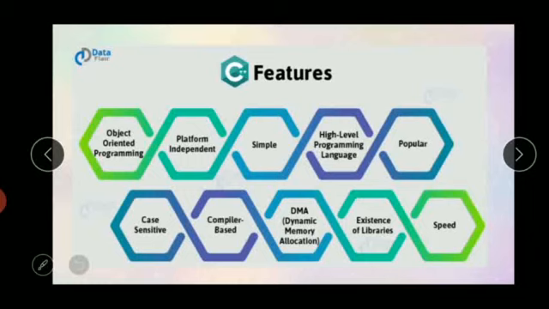Dynamic memory allocation, DMA. Dynamic memory allocation means that when we use any variable in coding, that variable is stored in memory. In C++, memory management is very good compared to other languages. That means it will not waste memory if it is not used. And existence of libraries: C++ has a lot of stock of libraries.